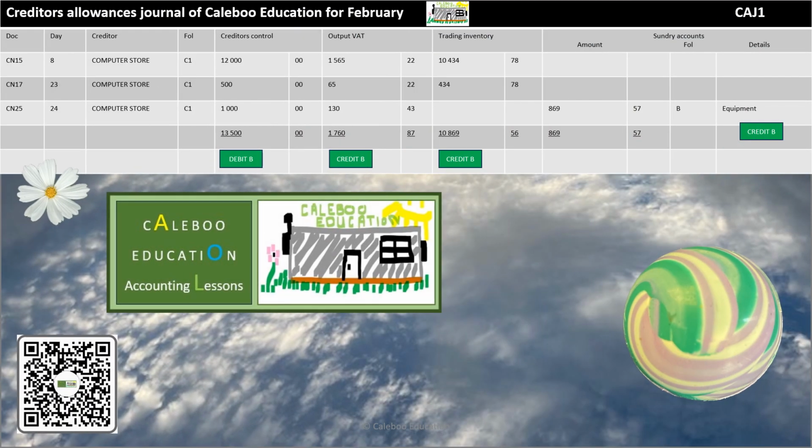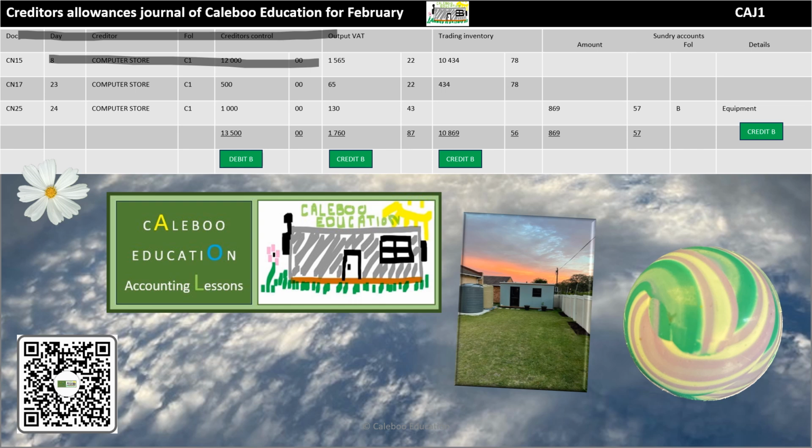And this here is a creditor's allowance journal. So if we return items to a supplier, it's recorded in the creditor's allowance journal, and you might have picked up a credit note is used to record this information.